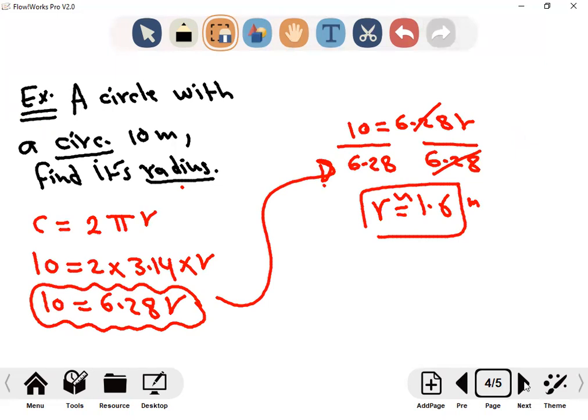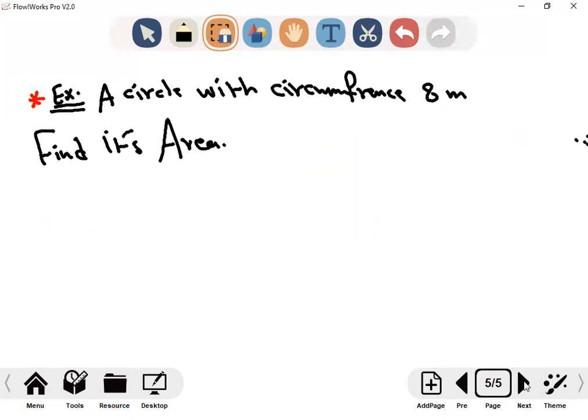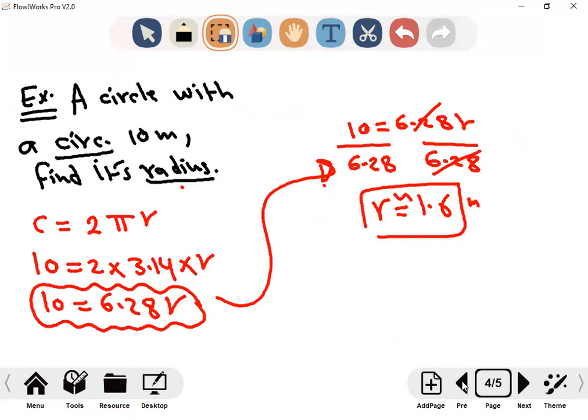Guys, finish writing the question. Huh? All of you? Good. A circle with circumference 8 meter. Find its area. I will go back to the solution here. Quickly. What are you doing? Try to solve the question. Quickly.